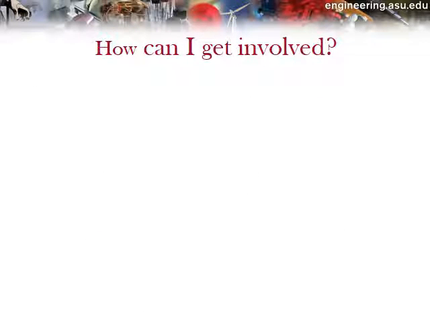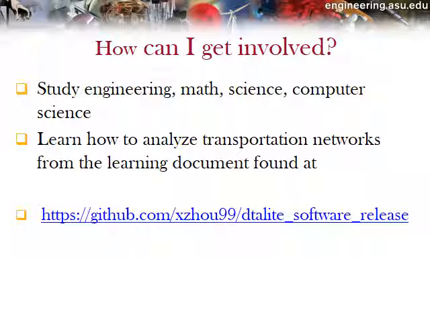How can I get involved? Study engineering, math, science, computer science, and learn how to analyze computer networks from the learning document found at the link below. Studying engineering, math, and computer science specifically trains you with a technical background, which provides you the math experience to understand how to analyze transportation networks, because the math optimization problems can get really heavy, and it's best to have some type of basic background so you can get a glimpse, and as you go further along in your degree, you'll start to understand it better.